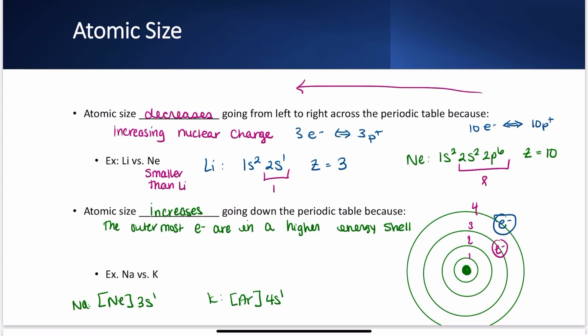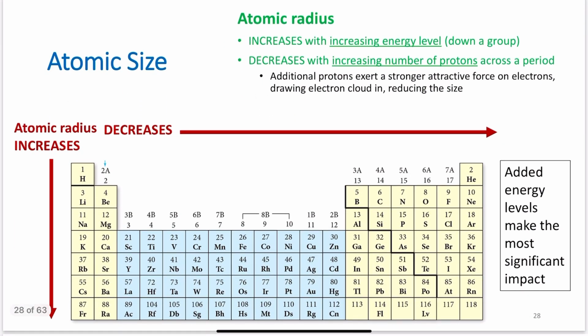So as we add more shells into the atom itself, they have to take up more space. They have to go somewhere. So as we go down the table, it increases as well because we're adding to the number of shells that atom must contain. So atomic radius increases with increasing energy level down a group. It decreases as we increase the number of protons across a period. The additional protons exert a stronger attractive force on those electrons, drawing the electron cloud in and reducing that overall size.